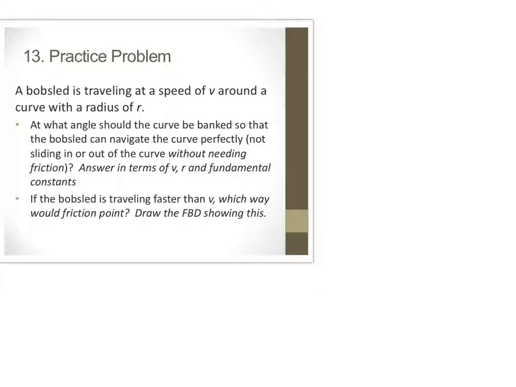Let's go ahead and work through a practice problem here with an object on a banked curve. For this problem, we're going to use a bobsled. That's going to be our object going around a banked curve. We want to know what angle the curve should be banked so the bobsled can navigate the curve perfectly, not sliding in or out of the curve, without needing friction. We're basically going to only deal mathematically with cases of banked curves where we don't have friction. It gets pretty messy when you throw friction into the mix. Now there might be a conceptual question about that, but not really one mathematically. So let's start by identifying the forces acting on the object as it travels around the curve.